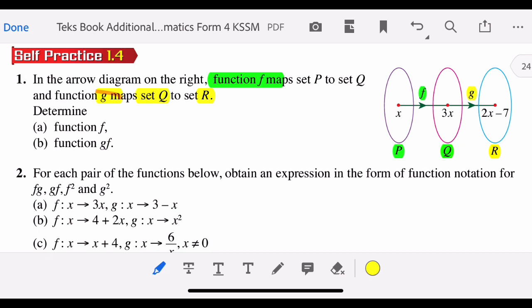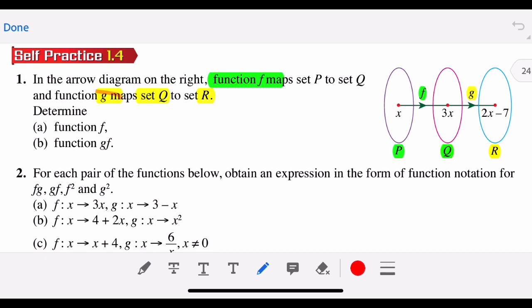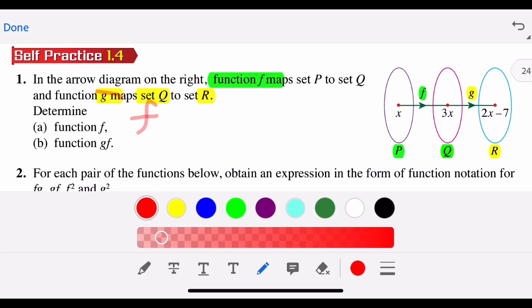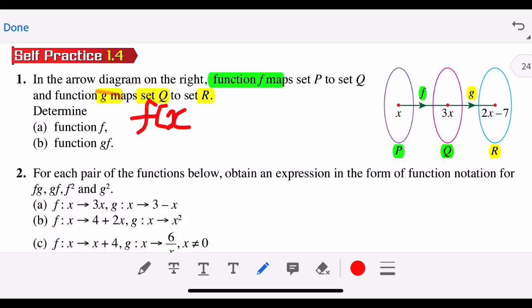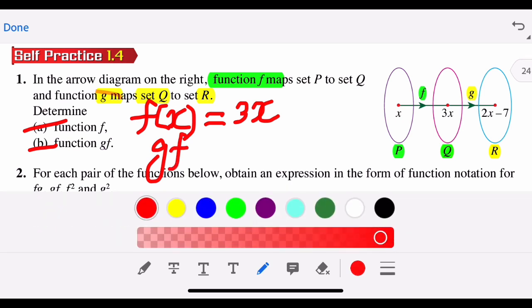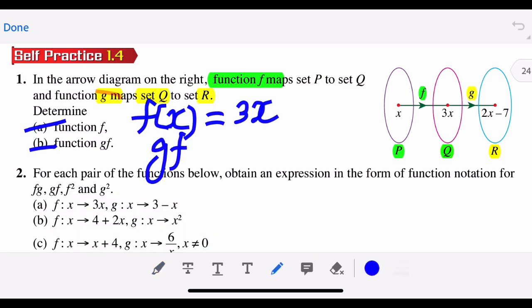So you are asked to determine the function f. This is easy because function f maps the object x to the image 3x, alright? And then you're asked to find gf. g is a function and f is an object, right? So that means the function g will bring the object.